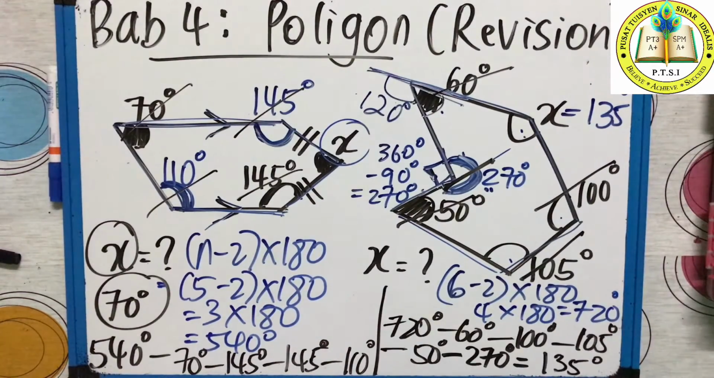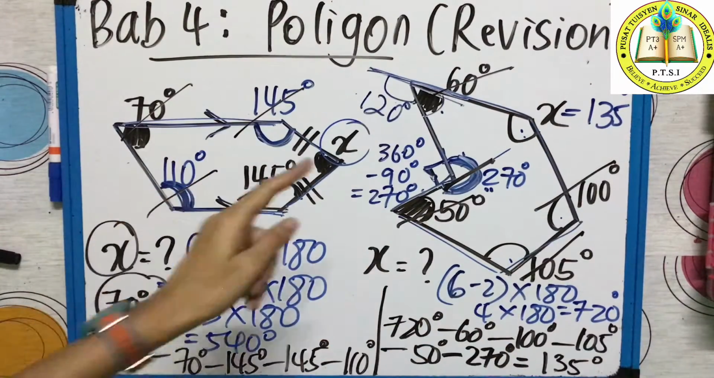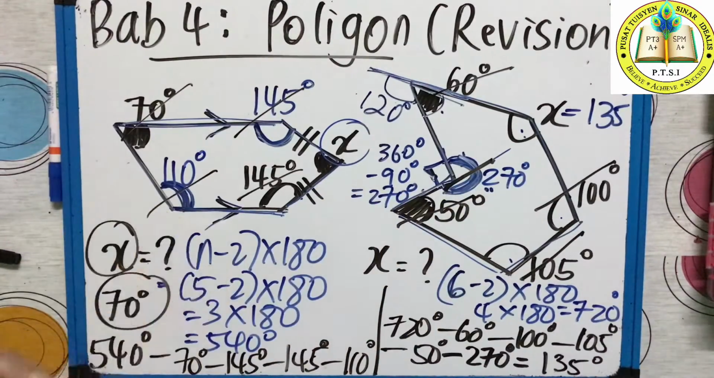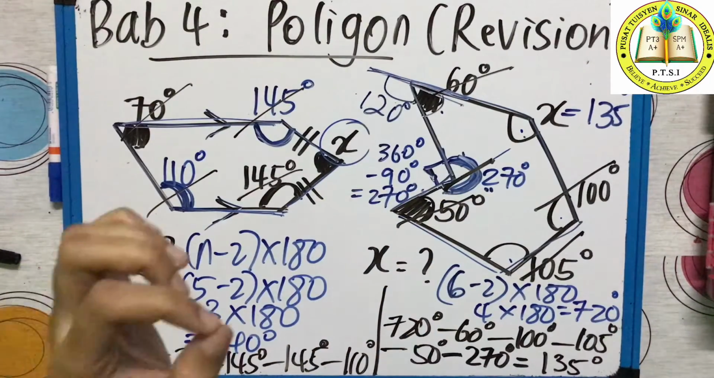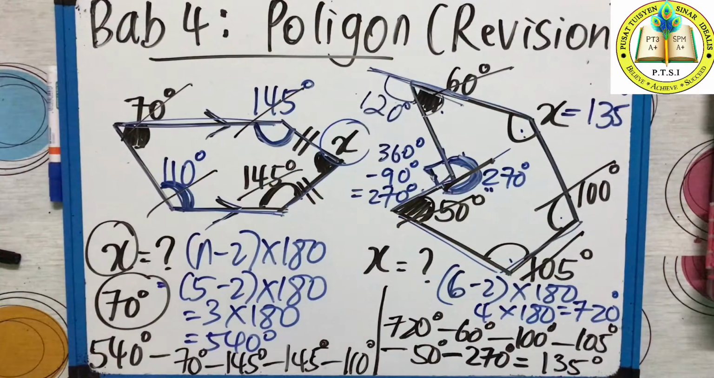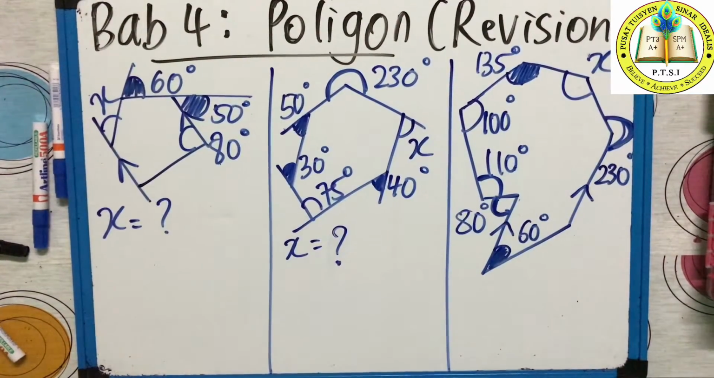135 degrees. So remember class, a straight line is 180. If like this, a full angle is actually 360. This is the part where some students made a silly mistake. Do you get that class? Class, we go for the next question.